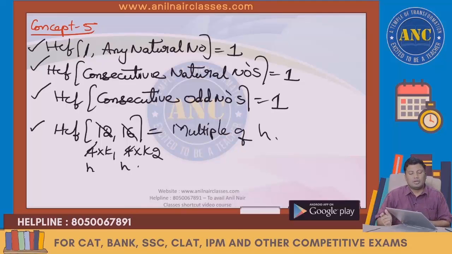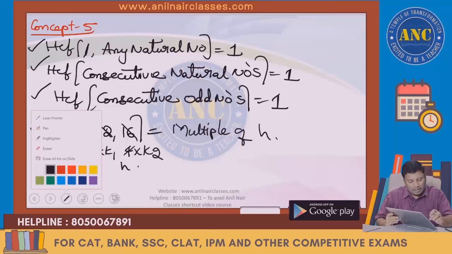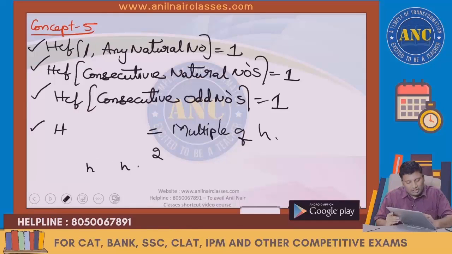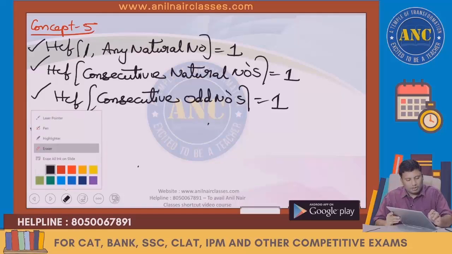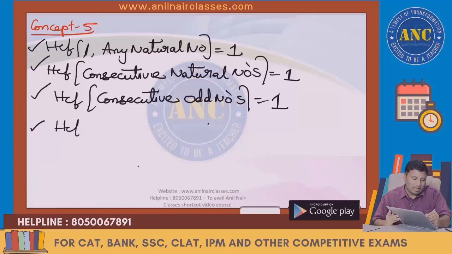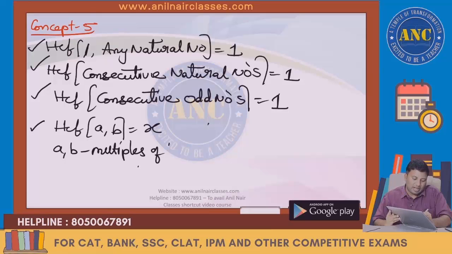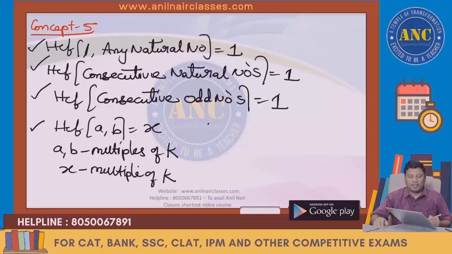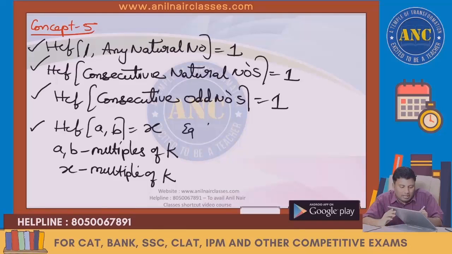Multiple of H. Or I will put it in simple language so that it is valid for any numbers. Please write down: HCF of A comma B equals X. If A comma B are multiples of K, X also should be a multiple of K.